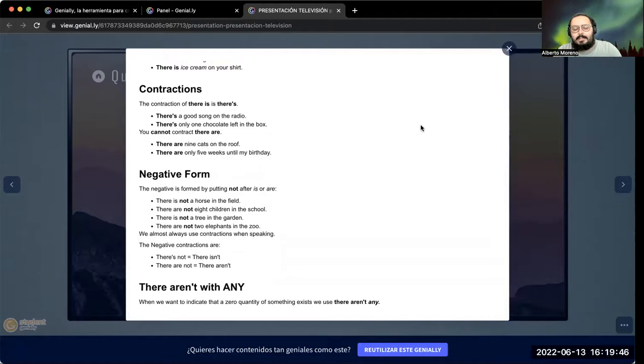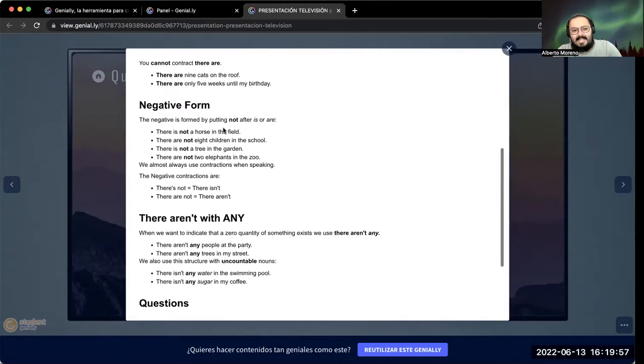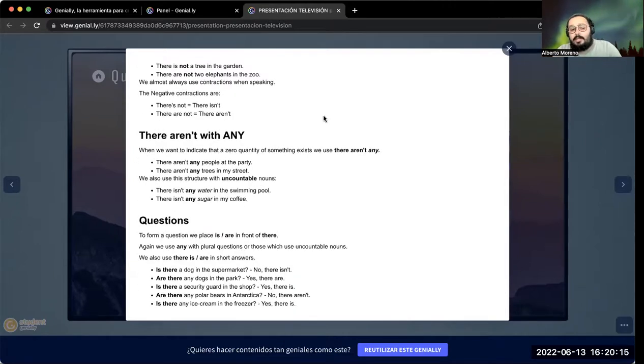Now, the contractions. Instead of writing there is, we can write there's, and instead of there are, well, we have to write there are, the full form. The negative structure, well, it's quite easy. We only have to add not after the verb to be and before the complement. There is not a horse, there are not children, there is not a tree, and so on. And well, the questions. We start with the verb to be and then there. Is there a dog in this? Is there a dog in the supermarket? Are there any dogs in the park? And so on. Okay.